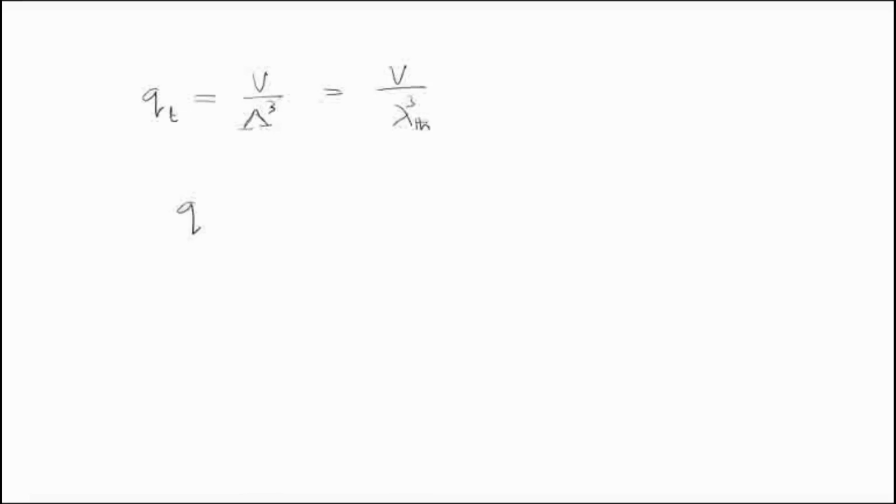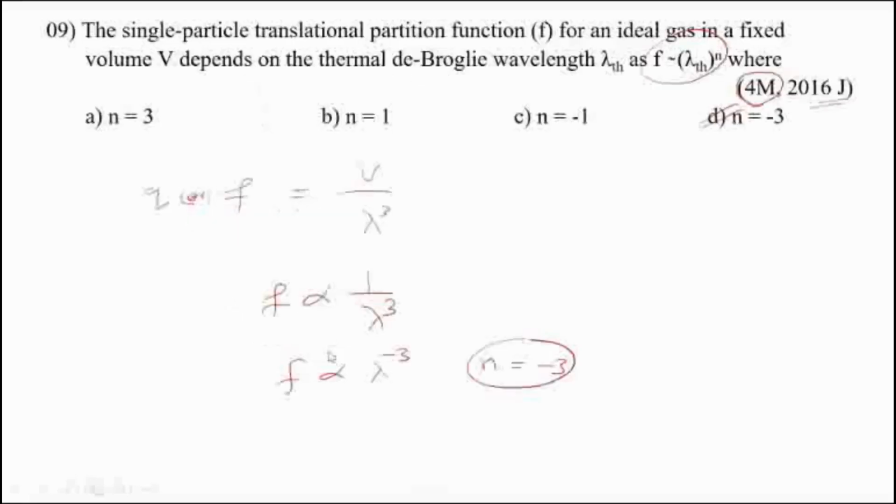Okay, or qt is proportional to volume. Keep volume constant, they said fixed volume. If you keep volume constant, it is 1 by lambda cube. I am not writing TH every time. This lambda power 3, if you bring it to the numerator, it is lambda power -3. So this is the value of n. N is equal to -3 in this case. So the correct option for this question is option D.